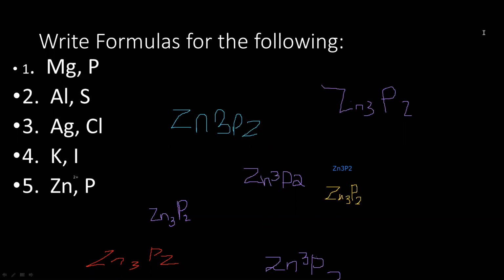Do you always take both numbers? Like they never cancel each other out, right? So you always just switch them, right? Yeah, for ionic compounds, you always switch them.